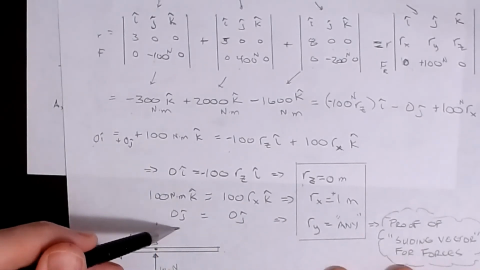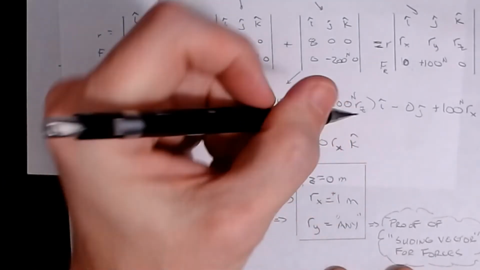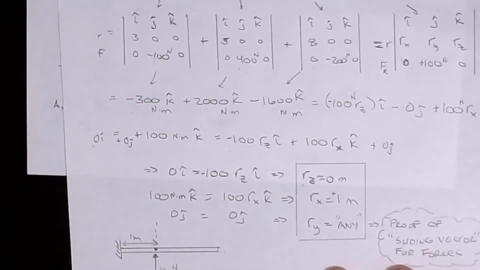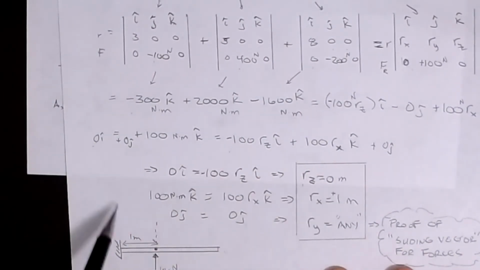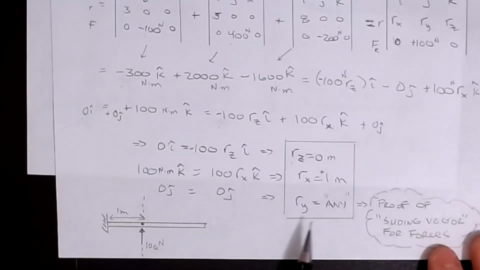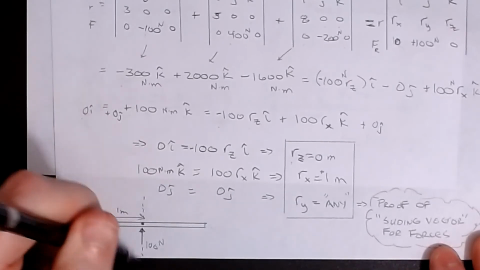Okay, and then the last one is kind of interesting, because I have a 0j here, and there was no j term, so that's a plus 0j there. Again, I know they're out of order, but that means 0j is equal to 0j. What's the value of ry? It turns out that ry can be anything. So my point could be on the beam, above it, anywhere I want.